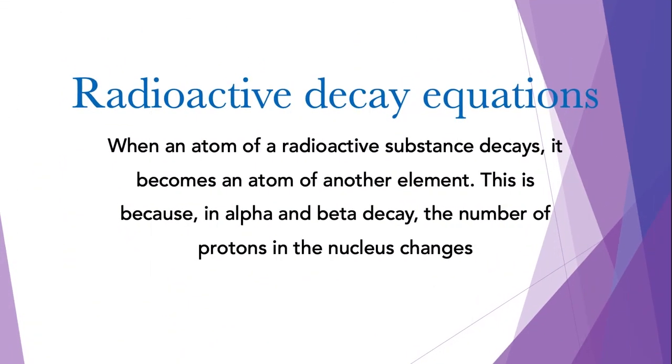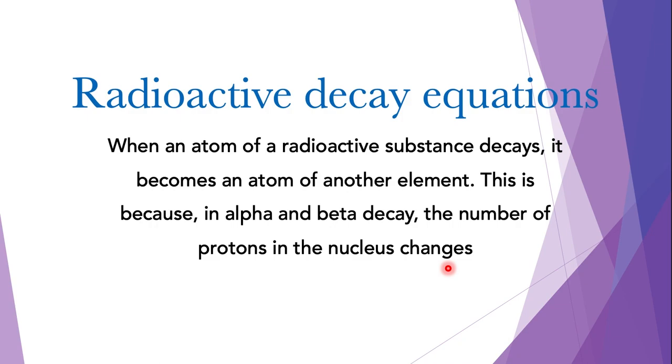So yes, even though it's all about information and radioactivity, we do have some decay equations. So when an atom of a radioactive substance decays, it becomes an atom of another element. This is because in alpha and beta decay, the number of protons in the nucleus changes. So when an alpha particle is released, in other words, 2 protons and 2 neutrons are subtracted from the nucleus, and so obviously the protons in the nucleus change.